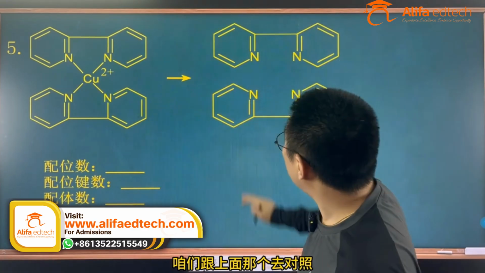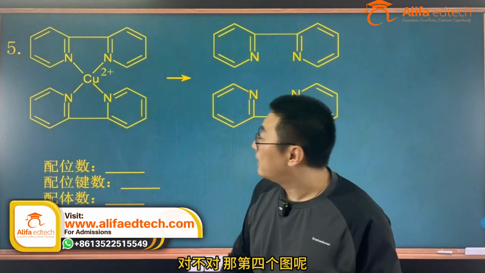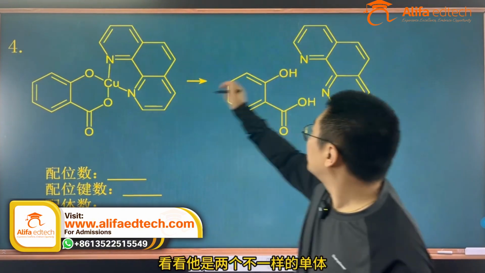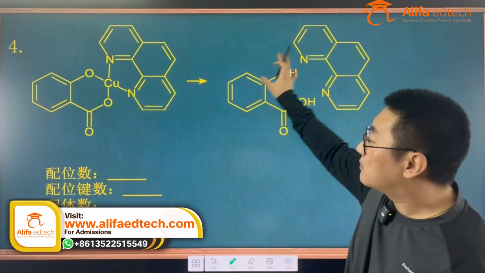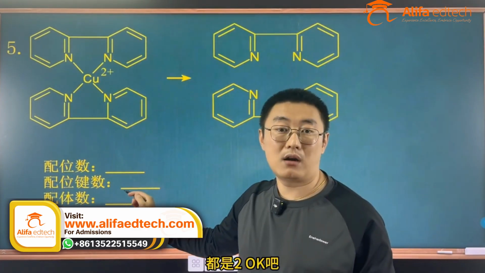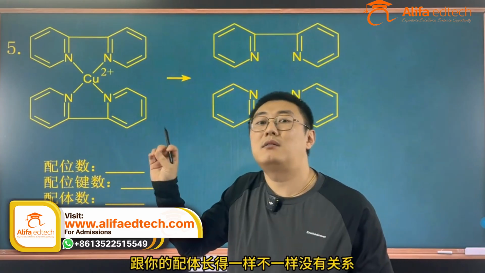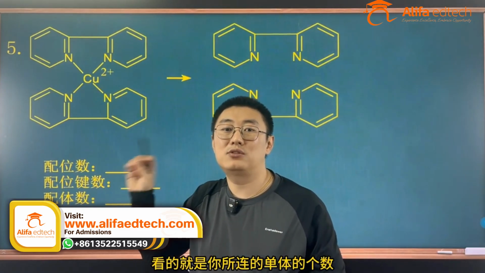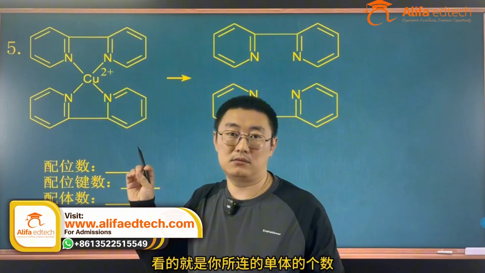Let's compare with the one above. You see it's 2 identical monomers, right? What about the 4th figure? Look, it's 2 different monomers. What's the ligand number for both figures? Both are 2, okay? It has nothing to do with whether your ligands look the same or not. It's about the number of monomers you've connected.